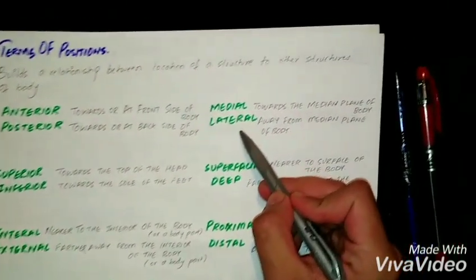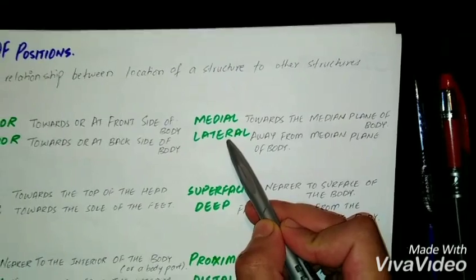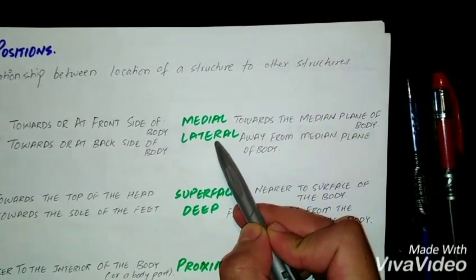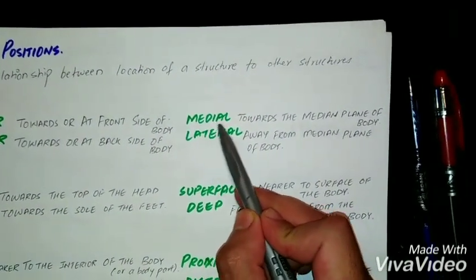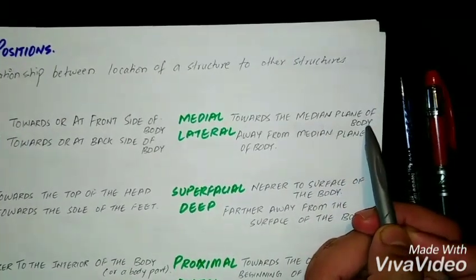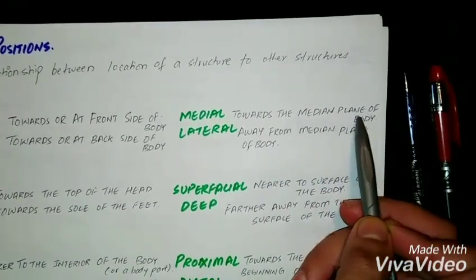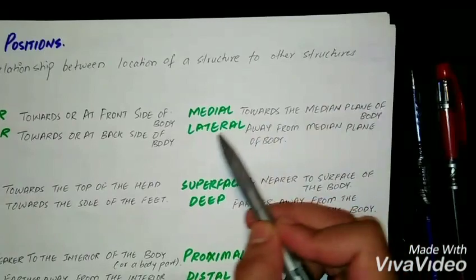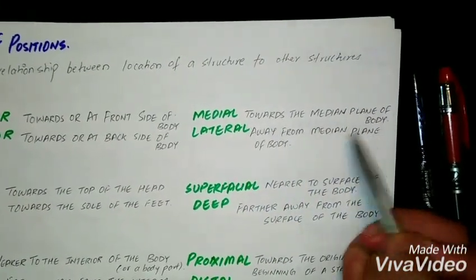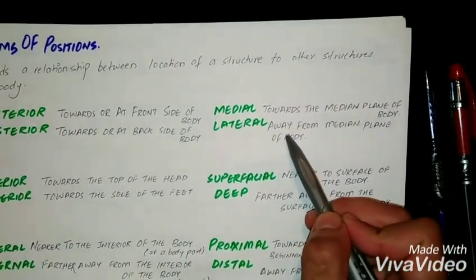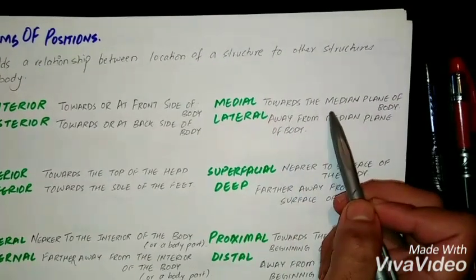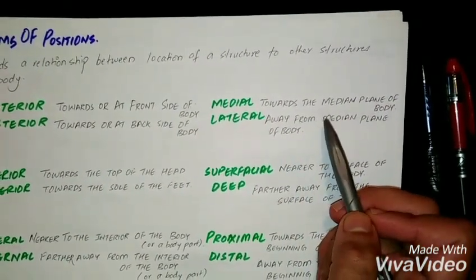The other is medial and lateral. This is the thing which we can see in the median plane. Medial is towards the median plane of the body, meaning towards the midline of the body or the mid-sagittal plane, and lateral is away from the median plane of the body. Anything one inch away from the median plane is lateral to it.